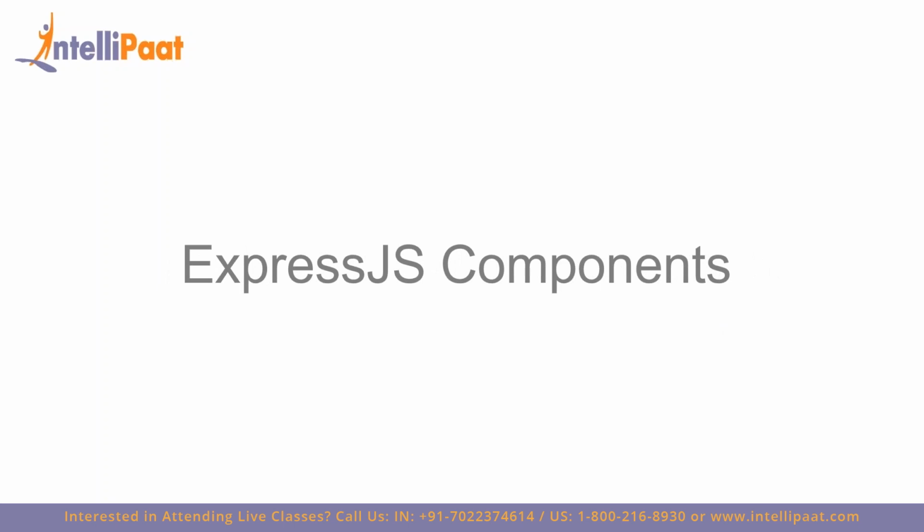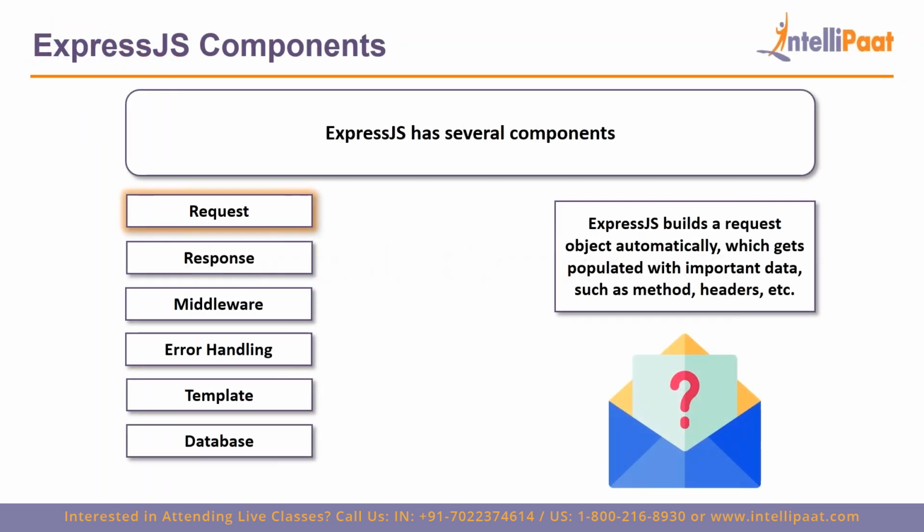Alright guys, so now let's take a look at the components of Express.js. So Express.js has several components. We'll take a look at them one by one. So the first component is request. So Express.js builds a request object automatically, which gets populated with important data such as the request method, the headers, the request data that was sent, which is either the form body or the query strings that have been populated using the URL query strings, so on and so forth.